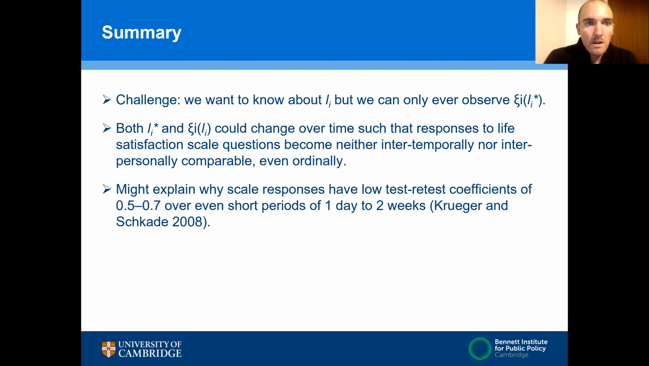All right. So now, to summarize that section, the challenge is that we want to know about Li, the vector of things that people care about, and in particular, Li star, which is the life that people actually lead right now, and how satisfying that life is. But all we can ever observe is that Li star, once it's gone through the reporting function, which gives us Ri, which is the response that someone gives in a year. Now, both the person's actual life and the reporting function can change over time. And the outcome of that, if the reporting function is changing, is that life satisfaction scale question responses become neither intertemporally nor interpersonally comparable, even orderly. And I think I illustrated that with the Tongan migrant study.